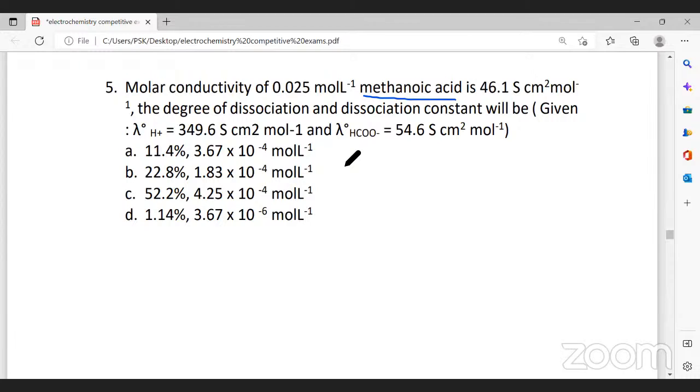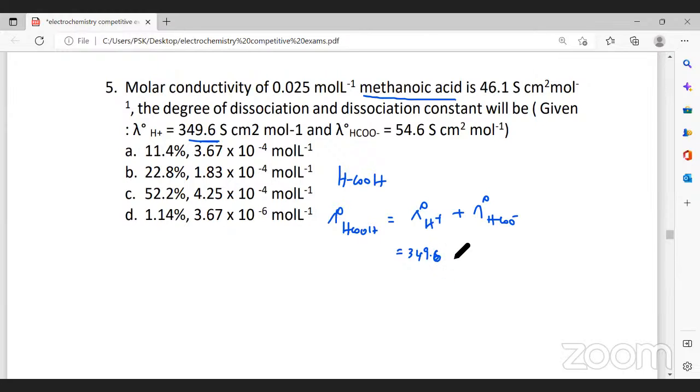CH3COOH is ethanoic acid, acetic acid. So HCOOH. This is formic acid. Methanoic acid, commonly called formic acid. So lambda naught of formic acid will be equal to lambda naught of H plus plus lambda naught of HCOO minus. H plus ion and formate ion, it will dissociate. H plus ion, what have they given as conductance? They have given us what?